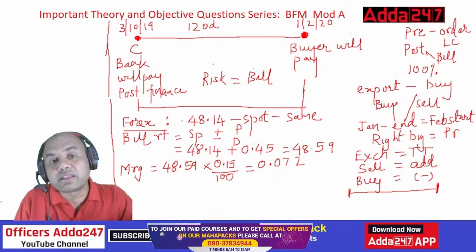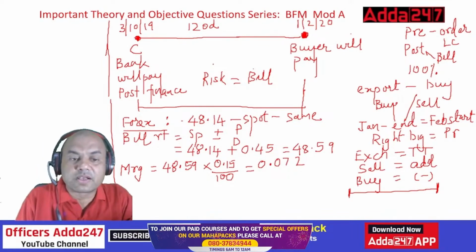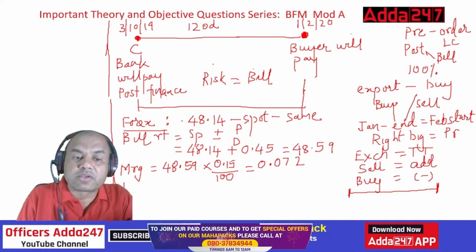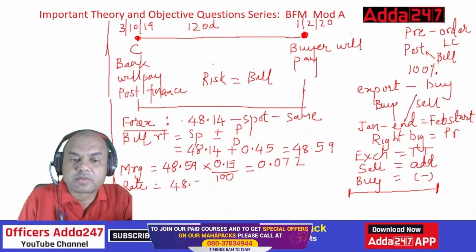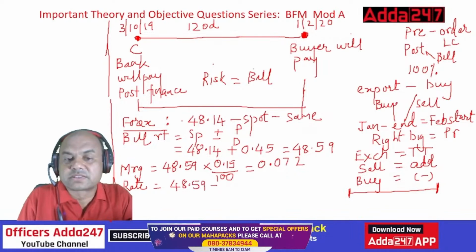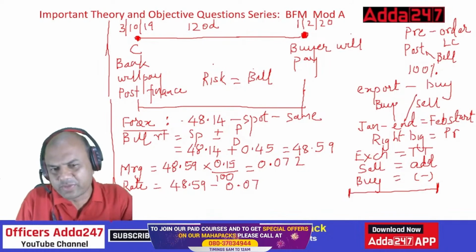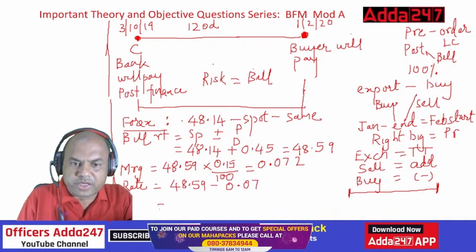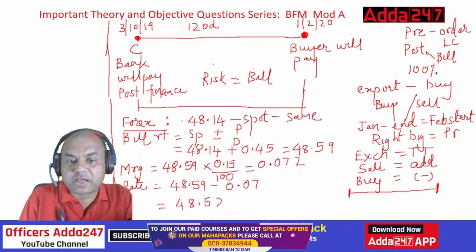So what is my final rate then? My final rate equals to, see here, exchange margin I have to subtract, right? So rate equals to 48.59 minus 0.07. Let's take it this much only. Okay, forget this 2. So it is 48.52. So this is my rate.